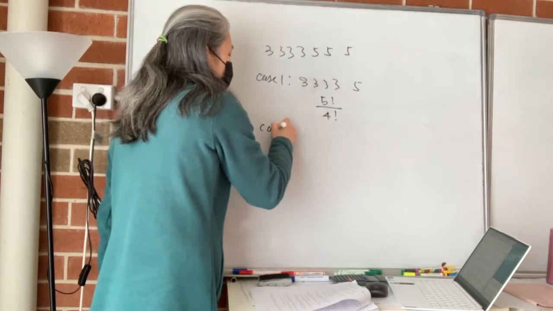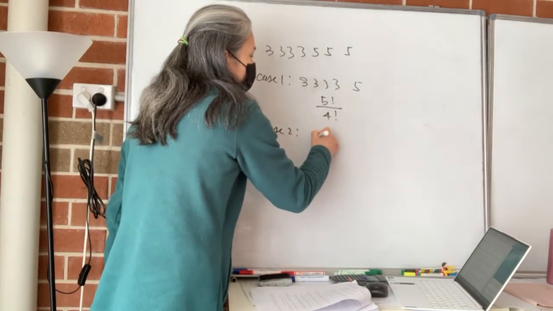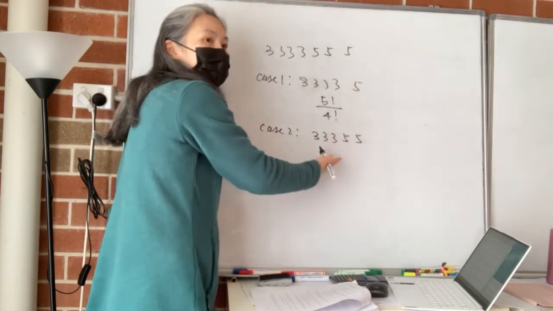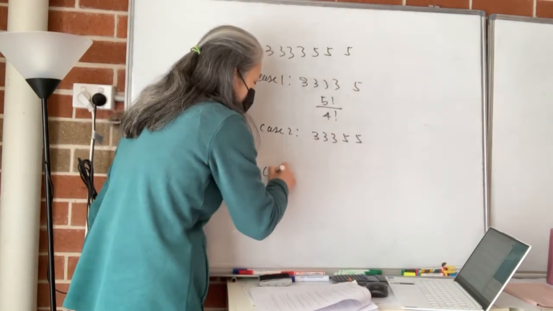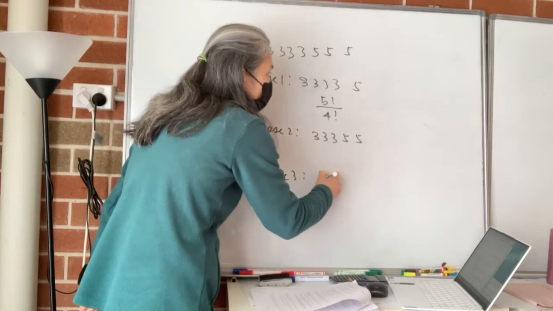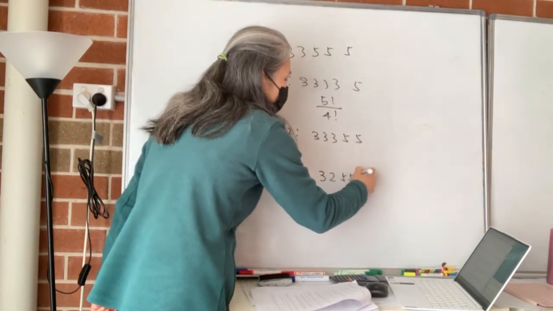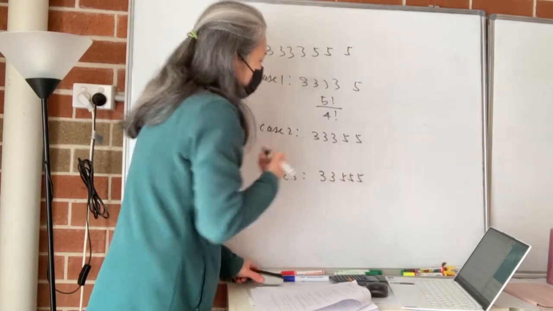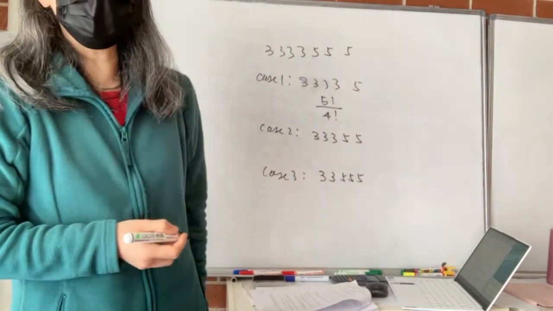And case 2, you are going to have 3 reduce, the 5 increase. So do the similar thing. And then case 3, 3 reduce again, 5 increase again. Oh, my 3 become 2. Yeah. And then you do the same thing over again.